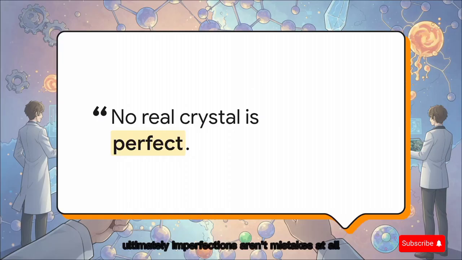Ultimately, imperfections aren't mistakes at all. They are the vital features that give materials their very properties. That right there captures the absolute essence of material science. Think about it. If a crystal were truly 100% flawless, without a single vacancy or dislocation, it would be so incredibly rigid. It would be impossible to forge into tools, practically useless for engineering, and quite frankly, entirely boring.